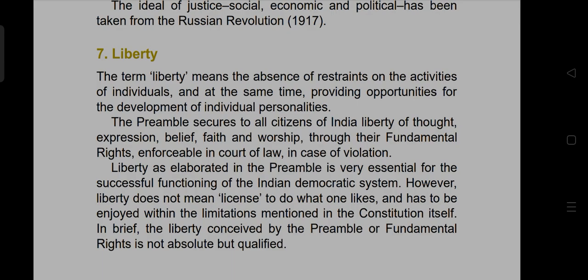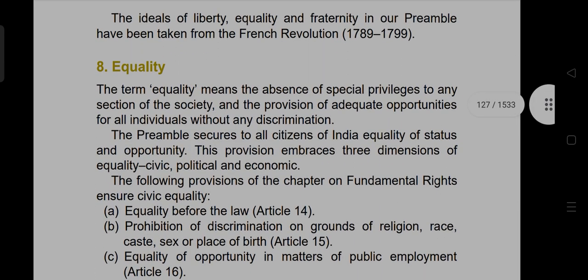Liberty, as elaborated in the preamble, is very essential for the successful functioning of the Indian democratic system. However, liberty does not mean license to do what one likes and has to be enjoyed within the limitations mentioned in the Constitution itself. In brief, liberty conceived by the preamble or the fundamental rights is not absolute but qualified. The ideals of liberty, equality, and fraternity in our preamble have been taken from the French Revolution.